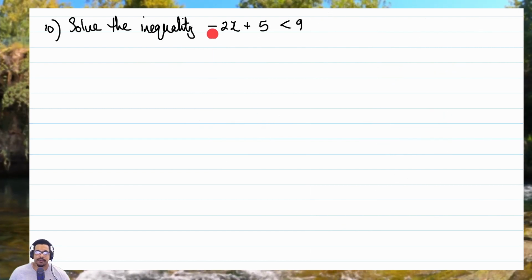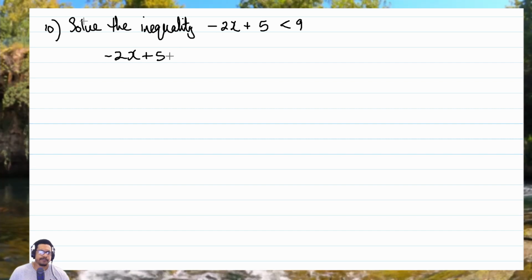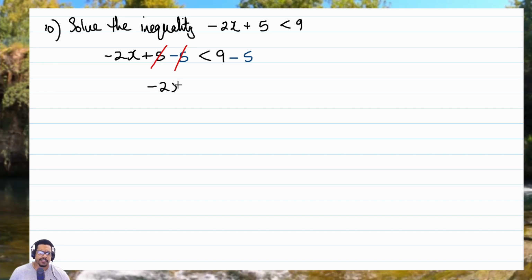In this question, we have negative 2x plus 5 is less than 9. If you want to get x by itself, first we'll have to get rid of this 5 by subtracting 5 on both sides of the inequality sign. So I'll have negative 2x plus 5, then I'll take away 5. It's less than 9, take away 5. So 5 take away 5 will give you 0, so these two are out. So I'll have negative 2x is less than 9 take away 5, which is 4.